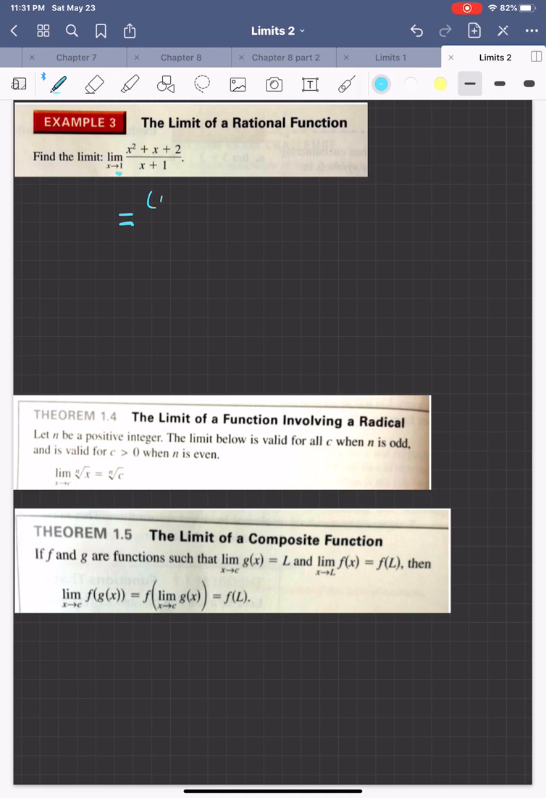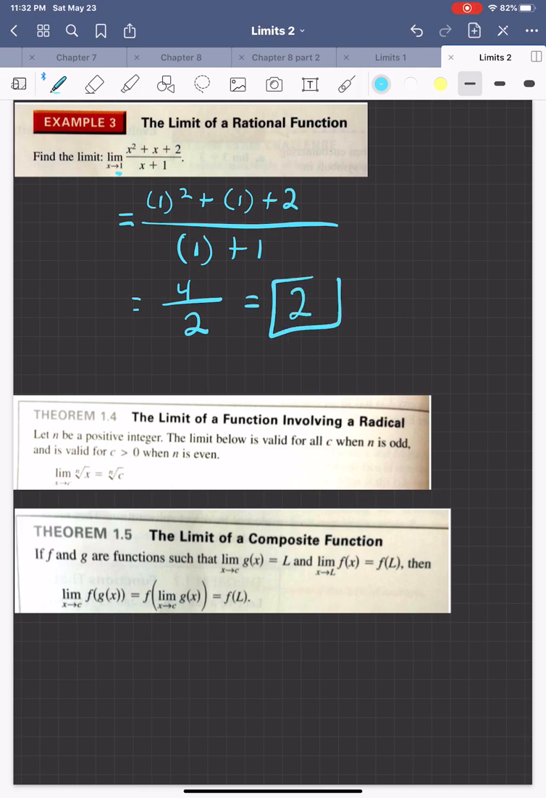Ready? So plugging in 1 squared plus 1 plus 2 divided by 1 plus 1. Okay, so fairly simple. We get 2 in the denominator. We get, what is that, 1 squared plus 1 plus 2, that's 4 in the numerator. So we end up with an answer of 2. Much easier.